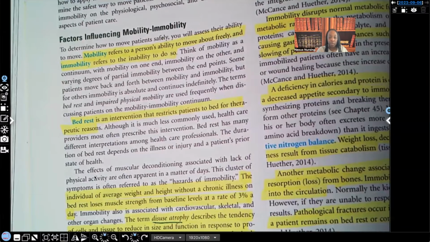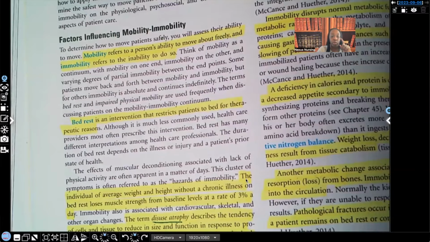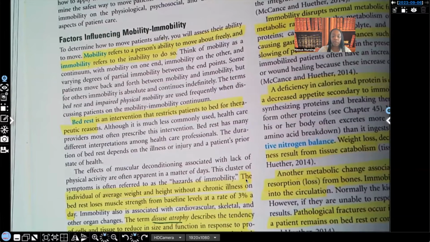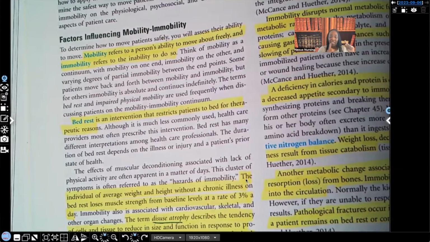Let's keep going. If you scroll down here, look where my pointer is. It says the individual of average weight and height without chronic illness on bed rest loses muscle strength from baseline levels at a rate of 3% a day. That's telling us a lot. Let's stop right there. It's telling us those patients who are on bed rest, those without even any other chronic illness, they're losing what? Take a look. They're losing muscle strength.